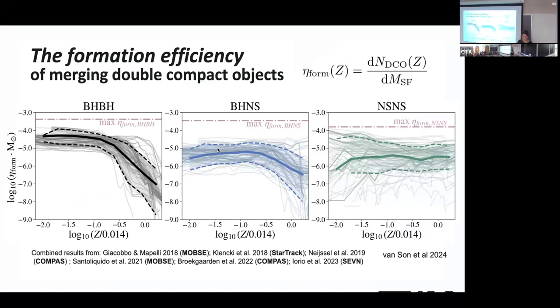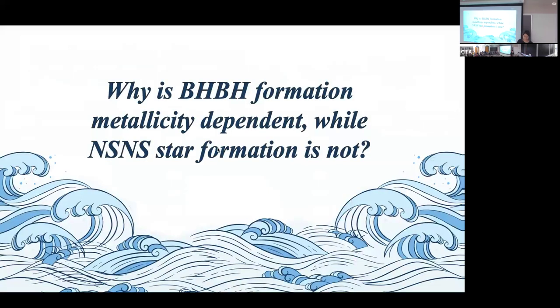Okay, so how long do I have left? Five minutes? Okay, so this is the last question, the last thing that I am addressing. I've already been talking about it a little bit, but why is it that the binary black hole formation is so much more metallicity dependent than the binary neutron star formation?